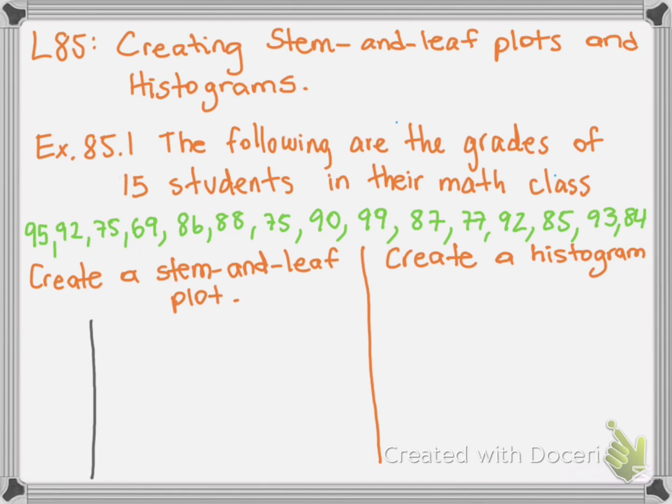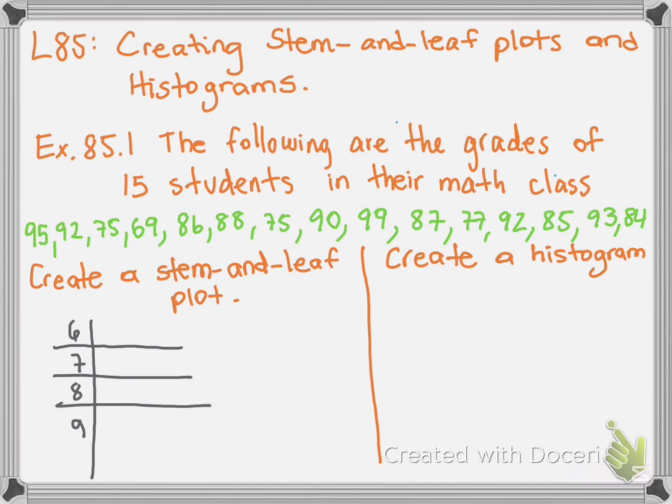What you do is you make a line, and then you see the first number that is different in each one of these numbers. So we see we have 90s, we have 70s, 60s, 80s, and that's it. So we'll start with 60s, then 70s, 80s, and 90s. That is our stem. Now we're going to put in order the leaves.